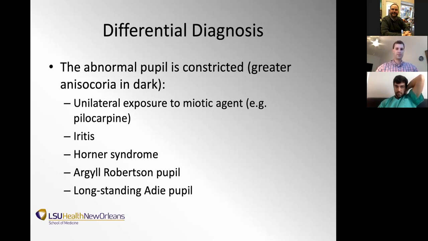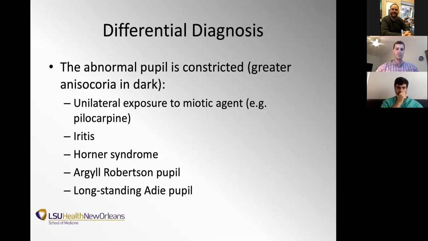And I'd like to break it down into sort of what the abnormal pupil is. Is it constricted or is it dilated? So the differential for when the abnormal pupil is constricted would include something like a unilateral exposure to a miotic agent. It could include iritis, the inflammation of the iris, as well as potential synechiae that are mechanically obstructing the iris from dilating or constricting. Horner syndrome is another one. Argyll Robertson pupil, and then a long-standing Adie's pupil is also a possibility for that.